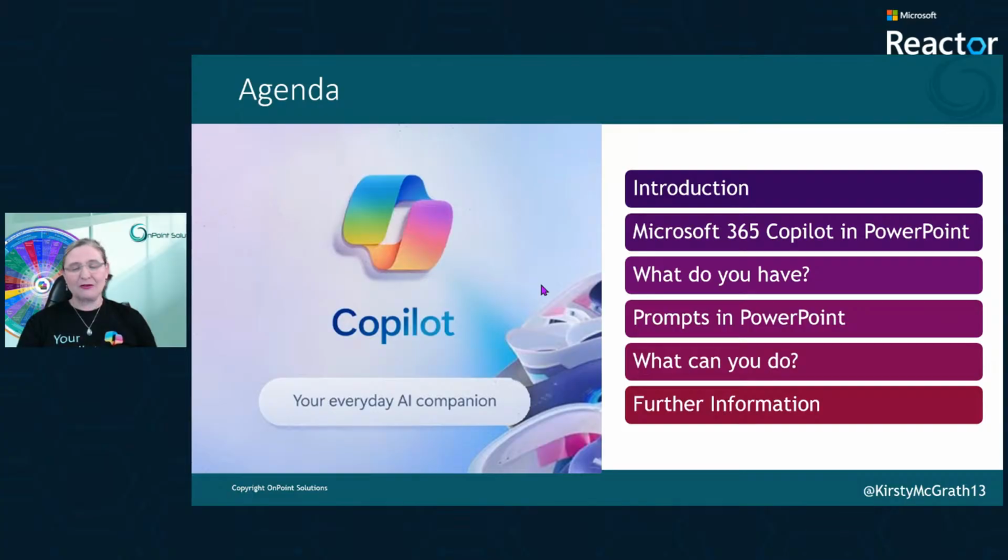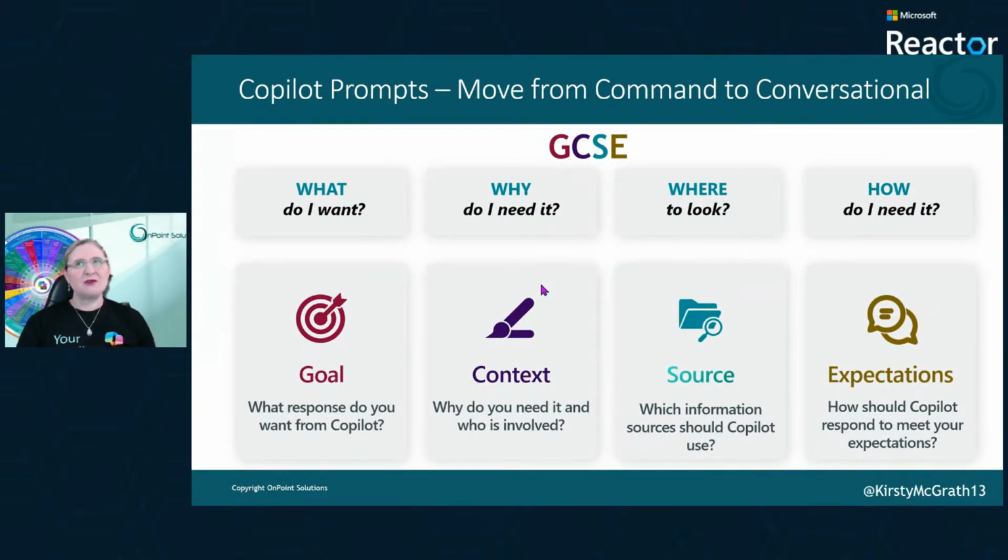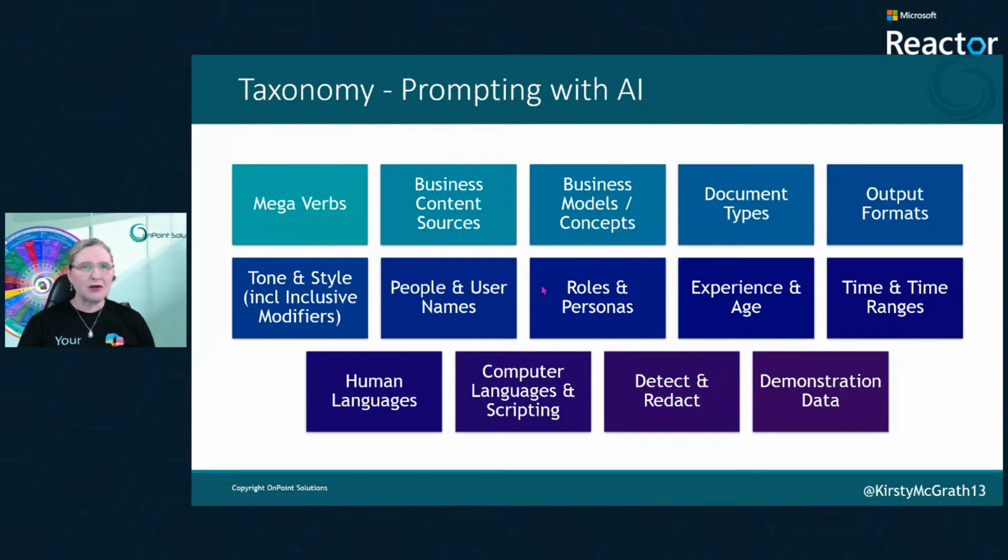We are going to be going through PowerPoint, a few things. What do you have? Prompting. Some of the fun things that you can do. Don't forget, in the previous series, I've talked about the GCSE and good prompting. We've also gone through the taxonomy around prompting with AI and Copilot Chat and all of the other fun areas. So if you want to know more about the art of the prompt, go watch our previous videos that we've actually got live on the Microsoft Reactor YouTube channel.